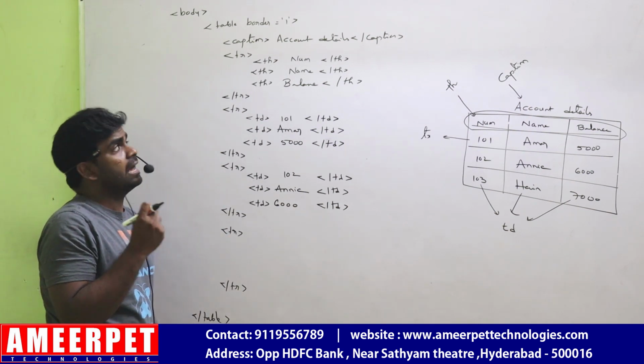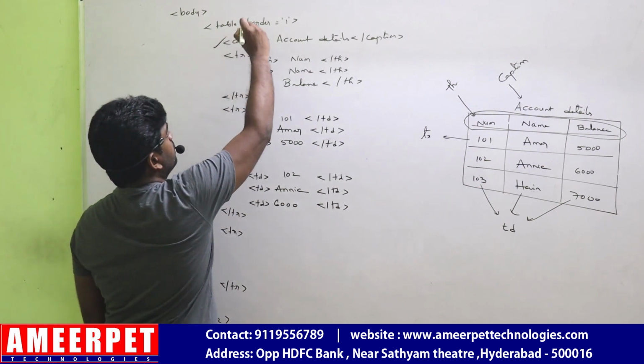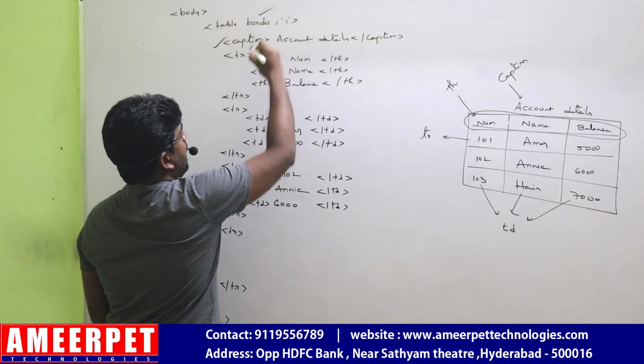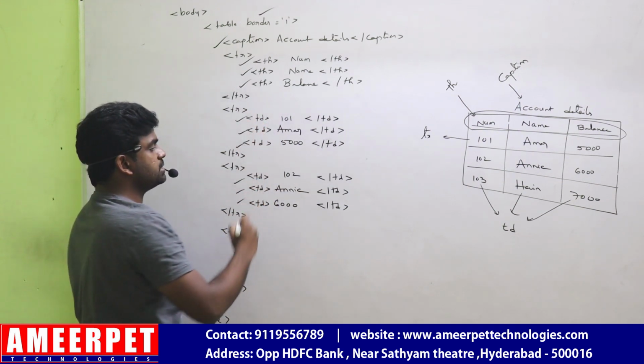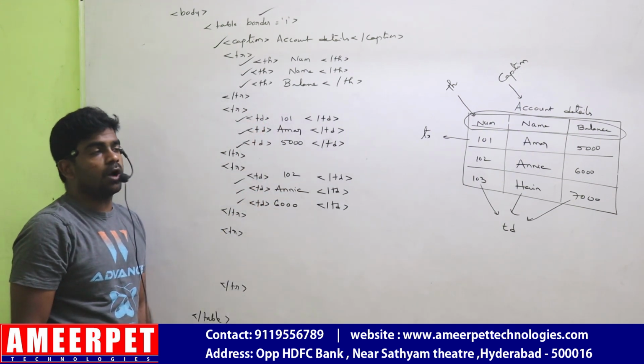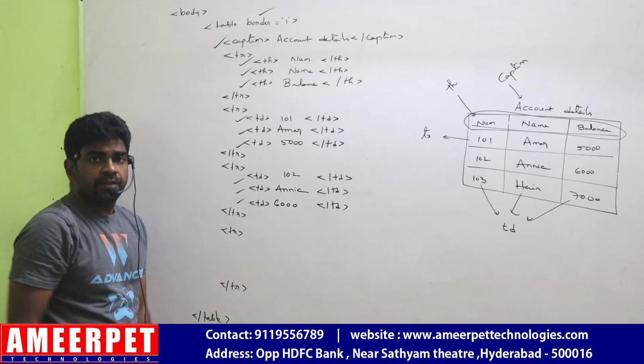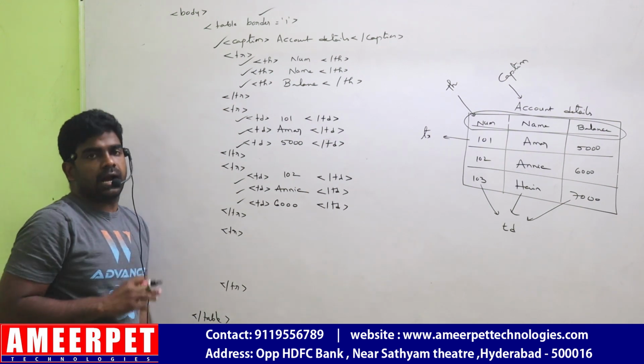This is how we are giving the caption, the border to the table, and representing the headings and the data in this table. So this is how we create a table with any number of records.